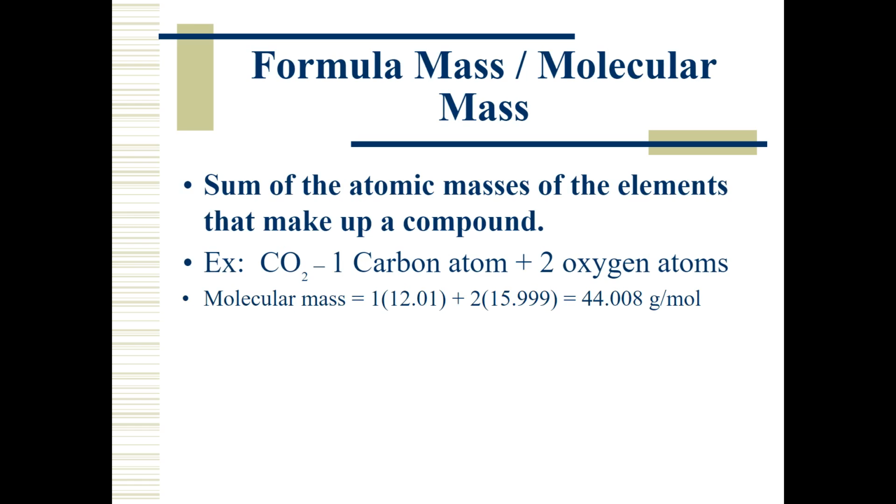So for example, let's say I wanted to calculate the molar mass of carbon dioxide. There is 1 carbon atom and 2 oxygen atoms in carbon dioxide. If I look at the periodic table, the atomic mass of carbon is about 12.01 grams, and the atomic mass of each oxygen is 15.999 grams. So I would take the mass of 1 carbon and 2 oxygens. So I'd multiply 15.999 by 2 and add it to 12.01, and I would come out with 44.008 grams per mole as my molar mass of carbon dioxide.